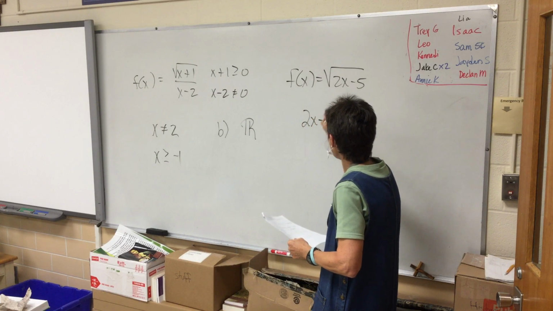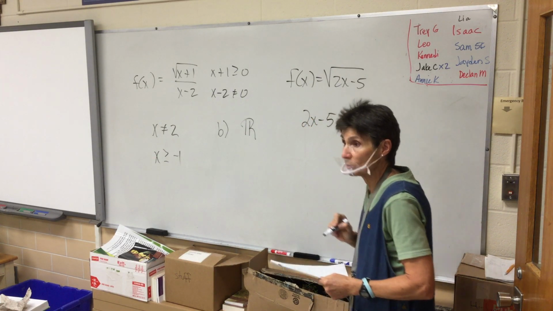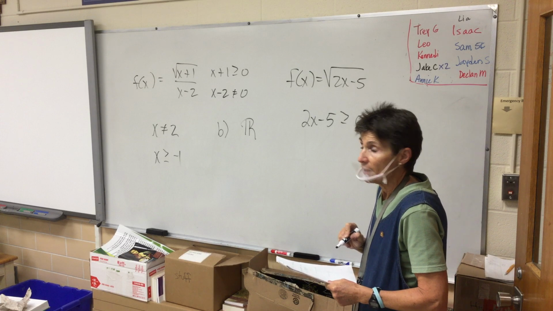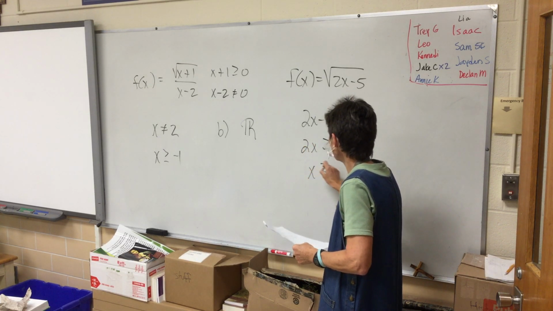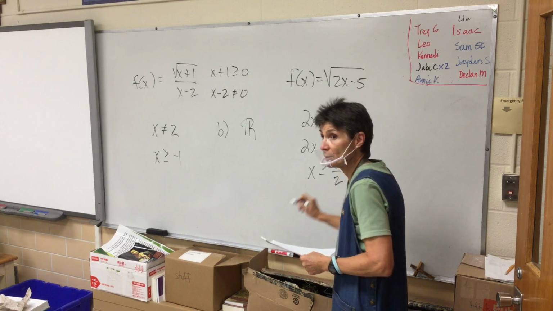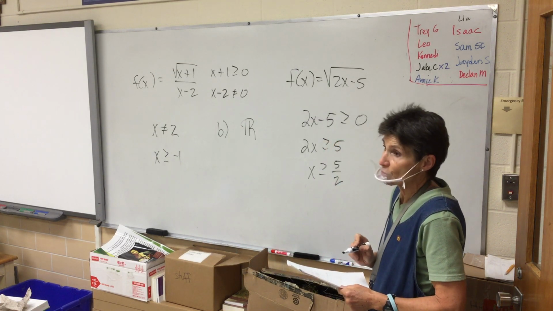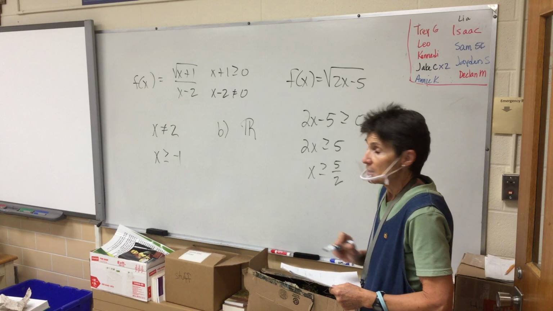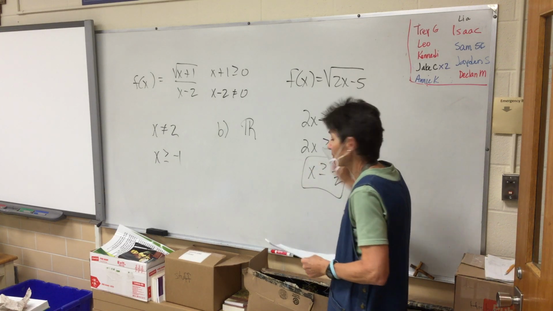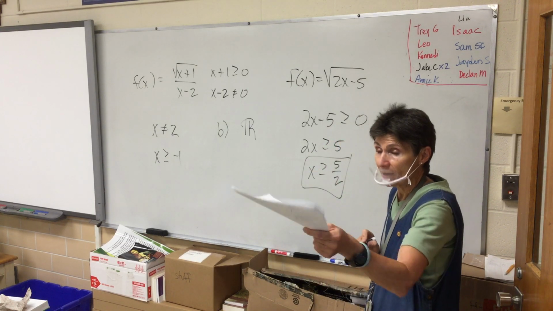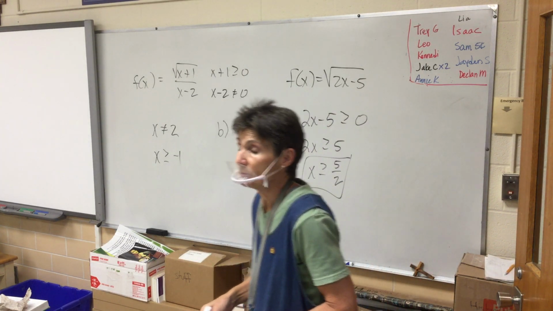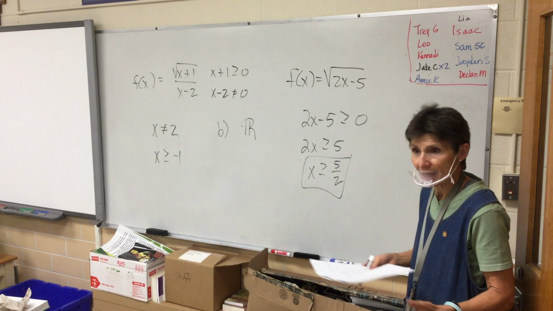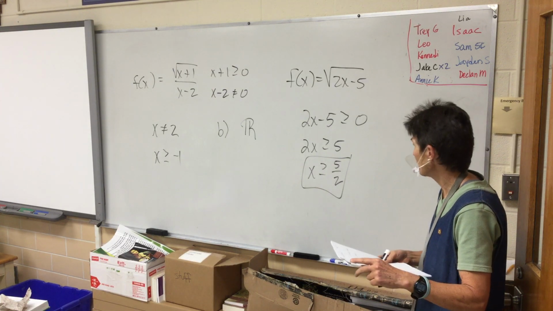Whatever is under the radical has to be bigger than or equal to 0. And then I'll just solve that. Now, some of you can do that in your head, and some of you are much better off if you write it down, especially since there's a fraction involved. So your domain is everything bigger than or equal to 5/2. Caroline? You can write that as a decimal. There's no need to do that, but you can. That's 2.5.